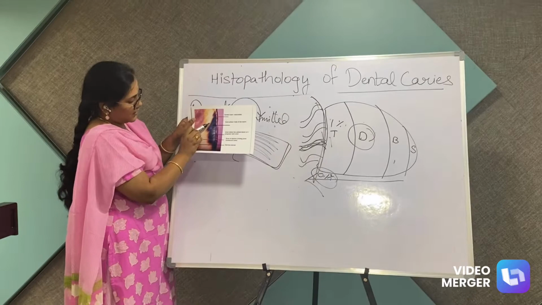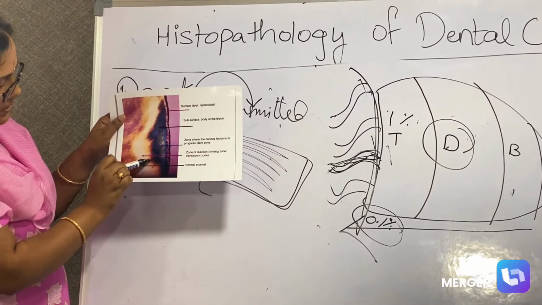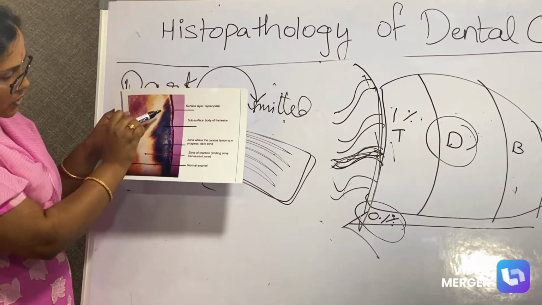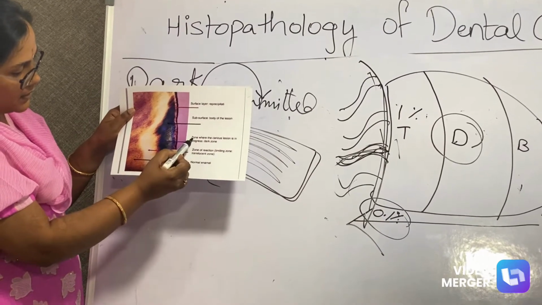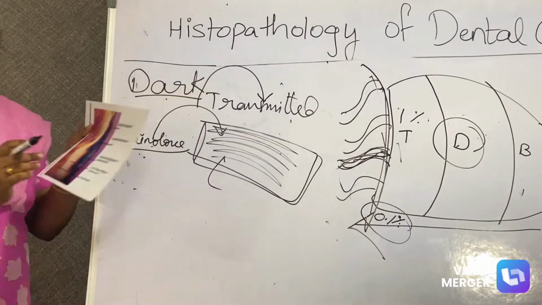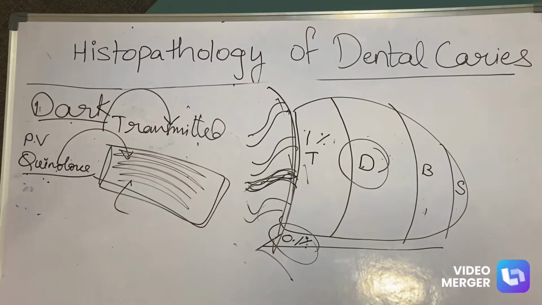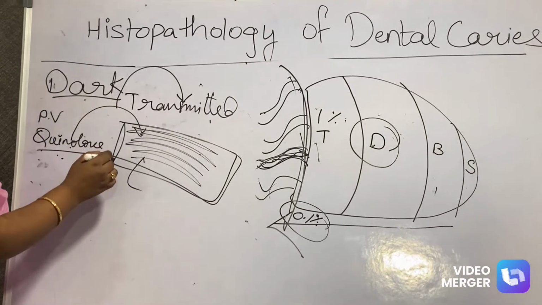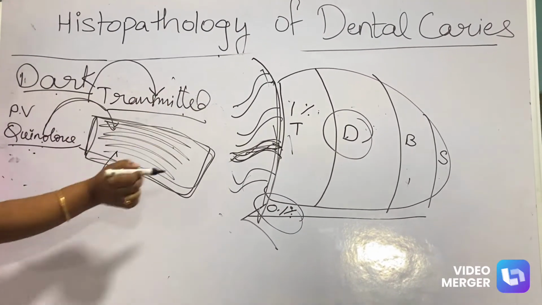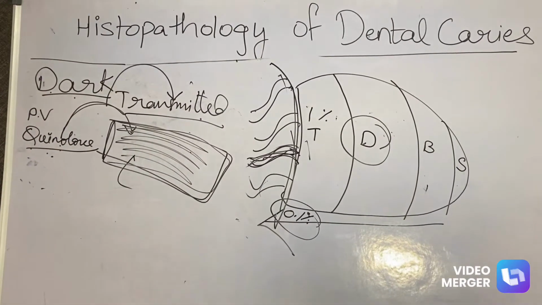This is the beginning of the brown color lesion, not the black or dark blue structure. Hence it is called the dark zone. This is a zone where the carious lesion is in progress. It is observed dark brown in color when the ground sections are imbibed with quinolone and observed under transmitted light, and hence it is called a dark zone.